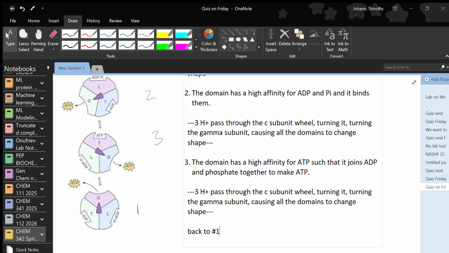Does that make sense how that works? Okay, you're responsible for being able to describe that. Yes? The first one says it has a high affinity for ADP and Pi. Yes, and phosphate. Sorry, phosphate. And then it binds to the ATP. But then the other one says it has a high affinity for ATP. Yes, so it has a great shape for binding ATP instead of ADP and phosphate, and it causes ATP to be made.